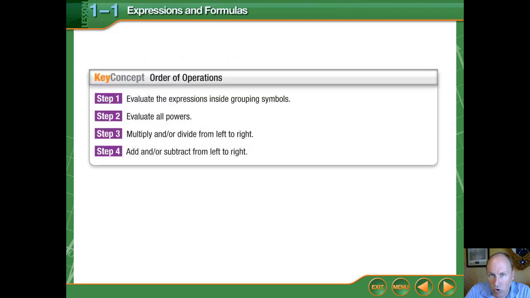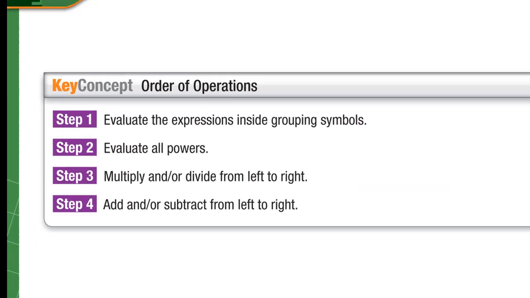The key concept here is order of operations. To be able to evaluate expressions and formulas, we need some structure, some rules. There's a process that we follow. The first step is to evaluate anything that's inside a grouping. Could be parentheses, could be a bracket, any kind of grouping. We're going to do that first. Having done that, we're going to evaluate any exponents or powers.